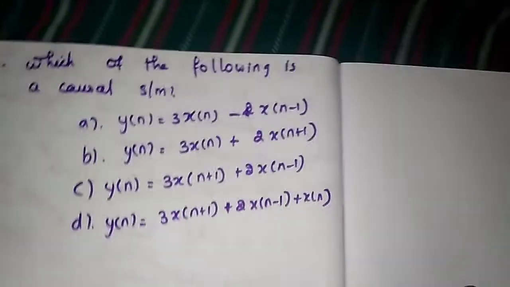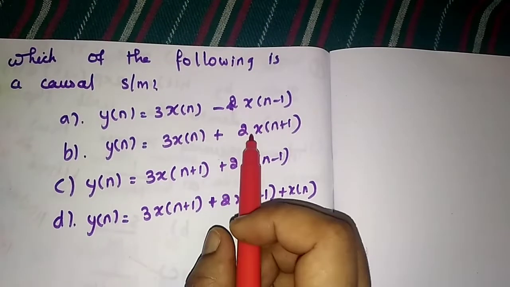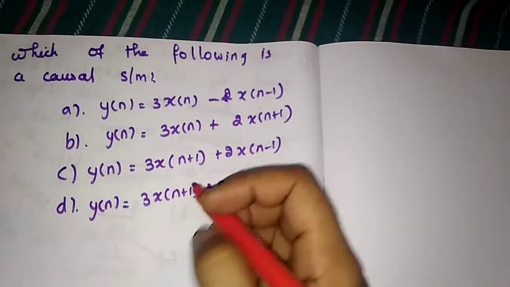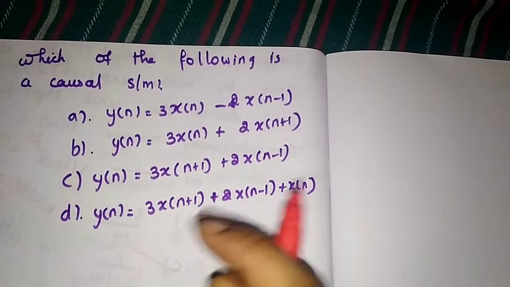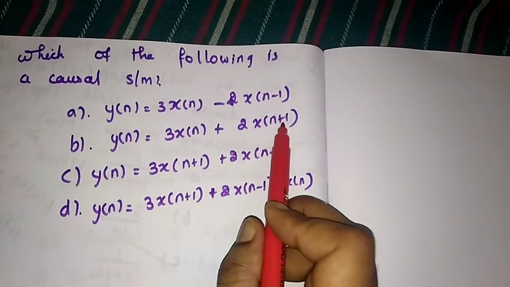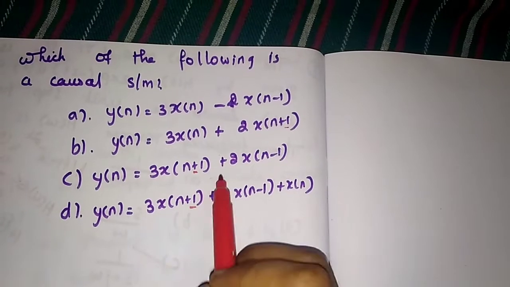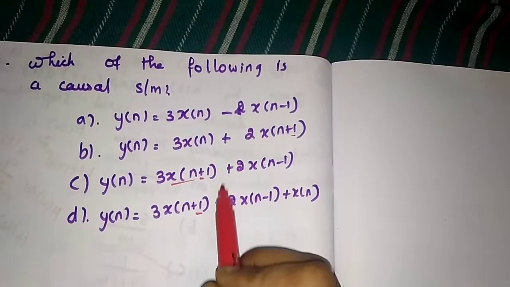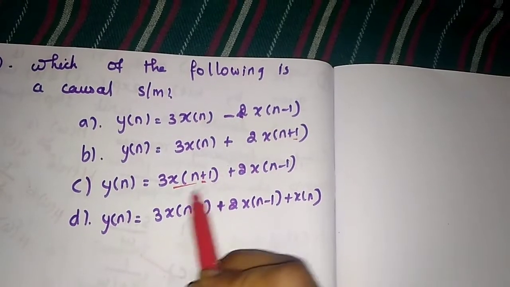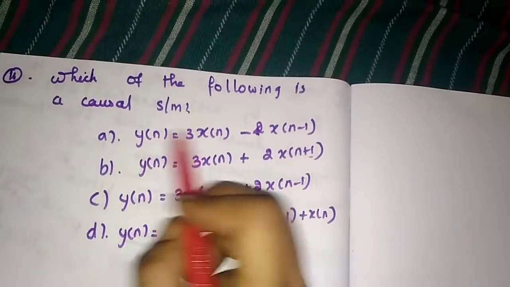Next question, which of the following is a causal system? A causal system depends only on present and past values, not on future values. So here the plus 1 terms indicate the future value of the signal. These three contain future values, so the answer here is A.